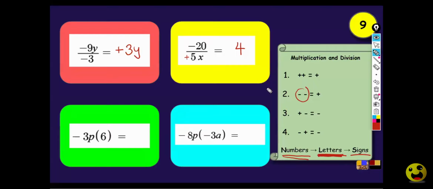Minus divided by a positive. When it's a minus and a positive, the final answer is a negative. Now here's the trick. Which letter is involved? X. Remember in multiplication and division, even if the top doesn't have a letter, but the underneath has a letter, which is X, you can still go ahead and do the question.